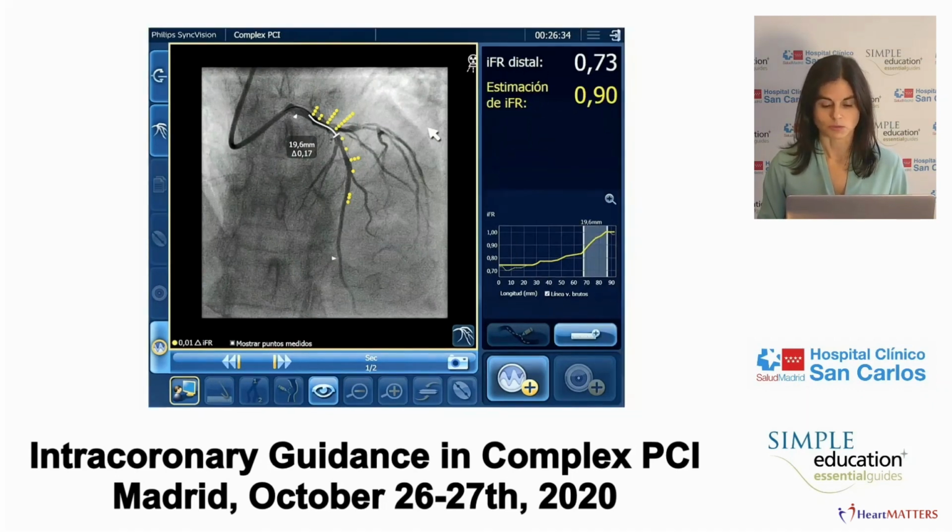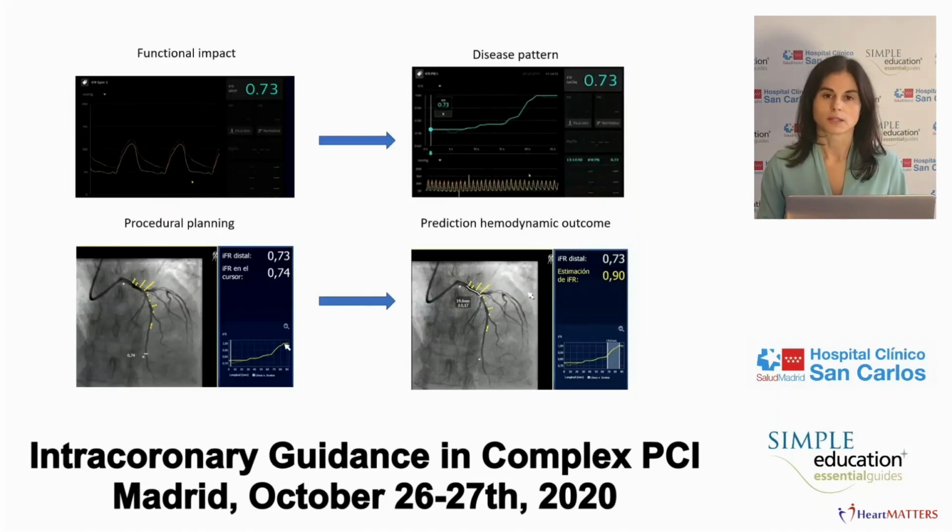First of all, you do a measurement that is going to tell you the functional impact of the global disease of the vessel, but of course it's important to understand what is the pattern of this disease, and for that we use the pullback. Then to plan the procedure and know exactly where these changes occur in the angiographic images, we have the co-registration with angiography, and finally we can predict the hemodynamic outcome of the interventions we're going to perform. So we have assessed the LAD, and my question now is, how would you evaluate the physiology in this LCX bifurcation? You can see that there are 4 branches there.